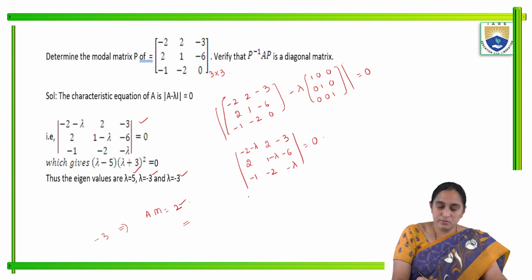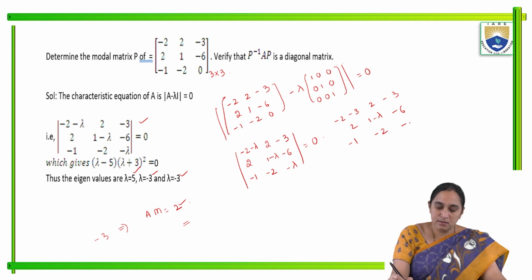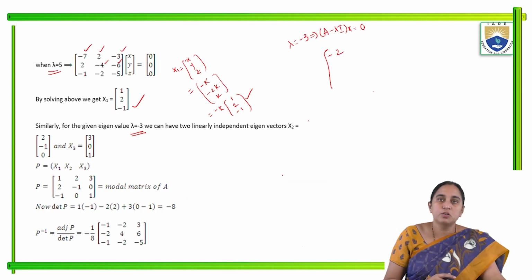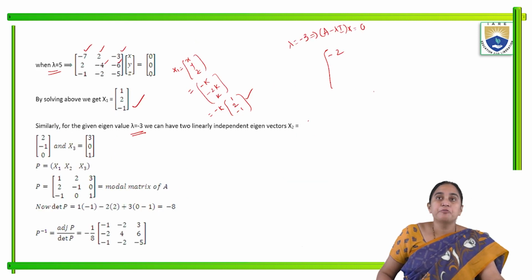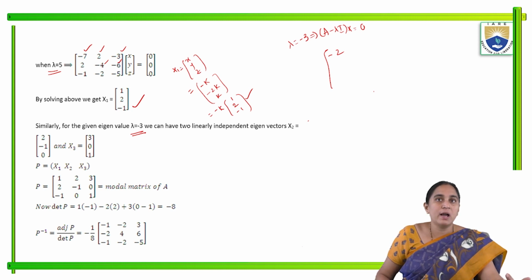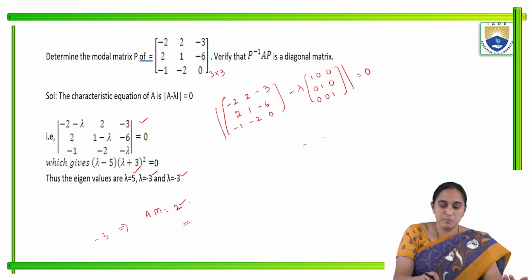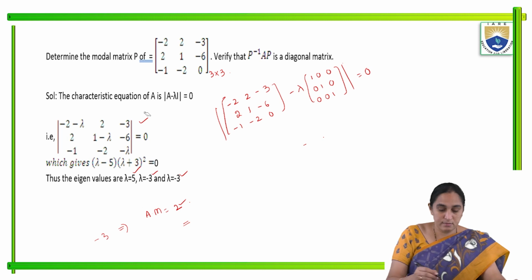Okay, 5 minutes. The matrix A minus lambda I is minus 2, minus 3, 2; minus 3, 2, 1 minus lambda, minus 6; minus 1, minus 2, minus 3, into x. Here we have to substitute lambda is equal to minus 3. For that case, here we get 2 eigenvectors. Okay, with the same concept, according to that, here A minus lambda I form is this.